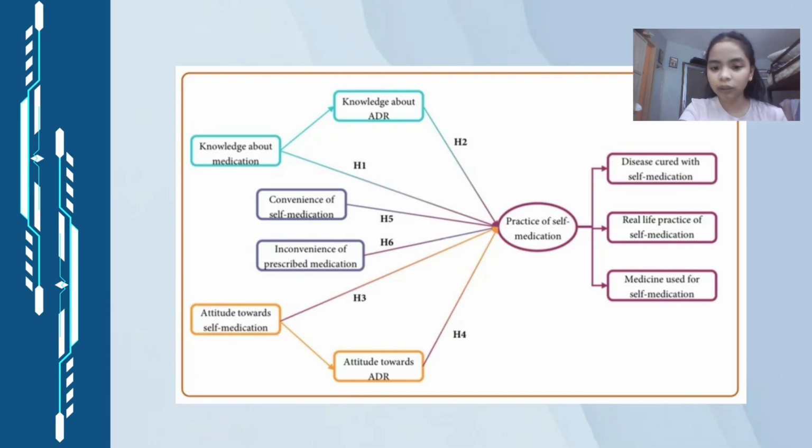Surrounding it, we have the independent variables. These are the factors that may influence the practice. This includes knowledge about medication and about the adverse drug reactions, the attitude towards self-medication and the ADRs, the convenience of self-medication, and the inconvenience of prescribed medication. All these factors are connected to the practice of self-medication, shown by the arrows labeled H1 to H6, which represent the hypotheses or the relationships being tested.